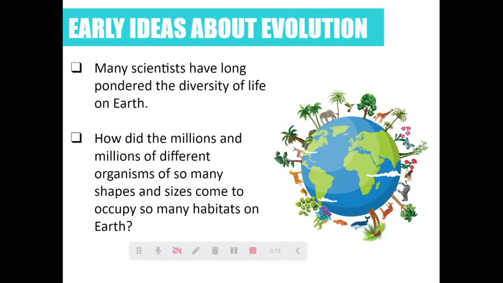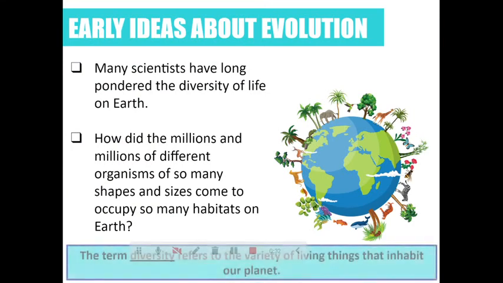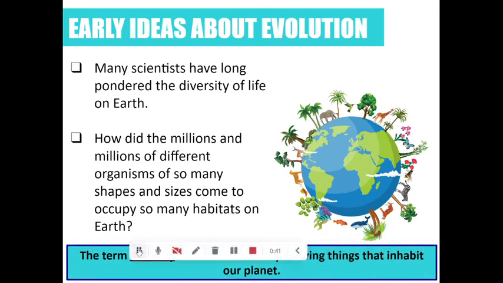So, here's some early ideas that we had about evolution. Many scientists have long pondered the diversity of life on Earth. And how did the millions and millions of different organisms of so many shapes and sizes come to occupy so many habitats on Earth? So the term diversity refers to the variety of living things that inhabit our planet.